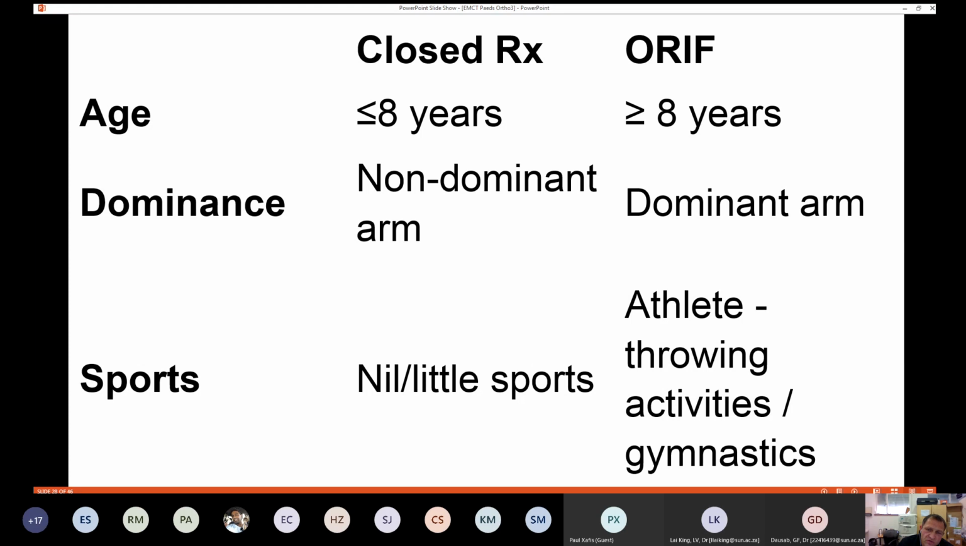And also in being in South Africa, where a lot of our workforce are dependent on manual labor, I would actually advocate for our patients to have operative management of these injuries, as in the long run, that will improve their function and their outcome.